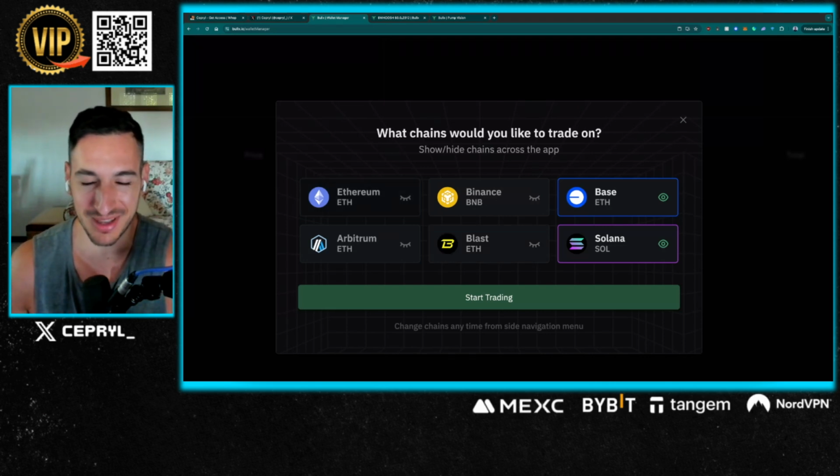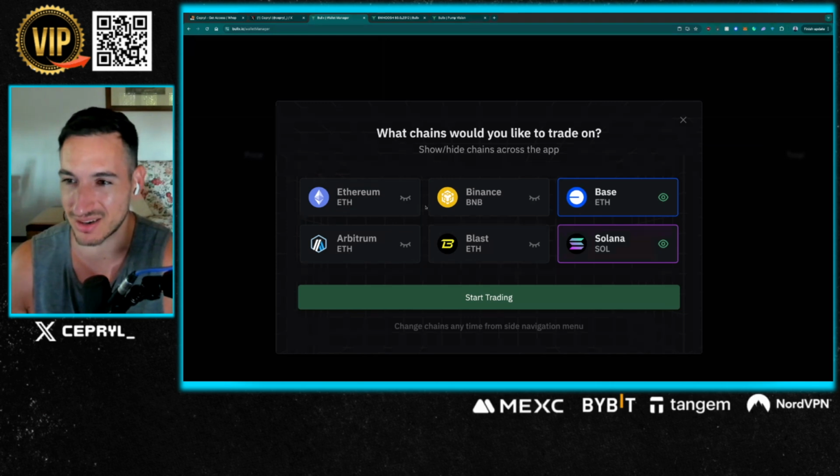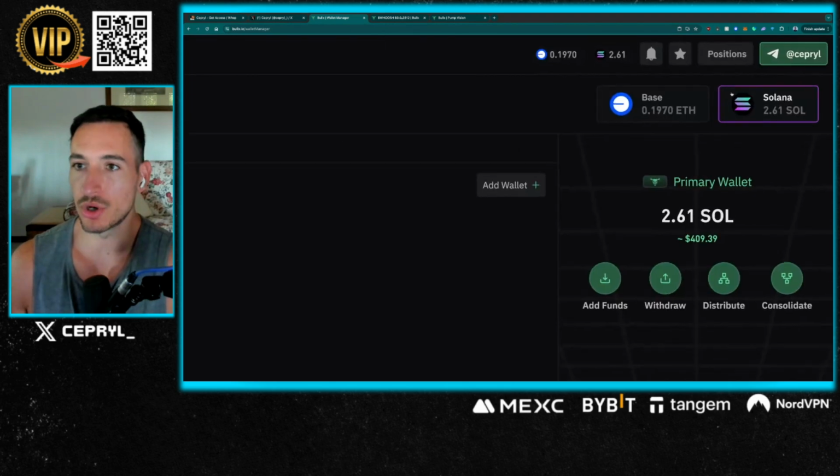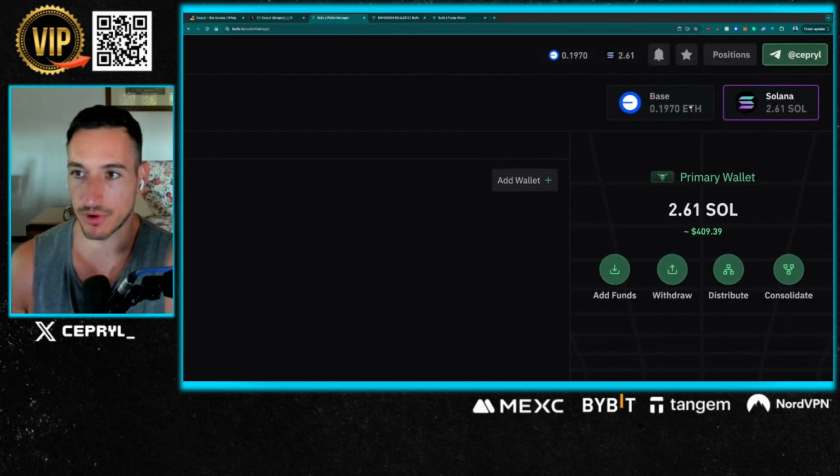I'm also not trading on Ethereum mainnet. I'm not trading on Arbitrum. There's not even meme coins there pretty much. So I'm using Base and Solana, and I've hidden all of the other ones because I'm really not using them. Here you're gonna have your different wallets. So for now, I have a Base and Solana wallet. I'm also keeping very little money on these wallets.